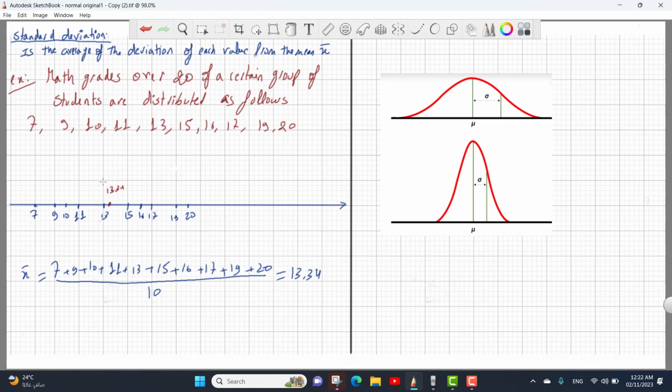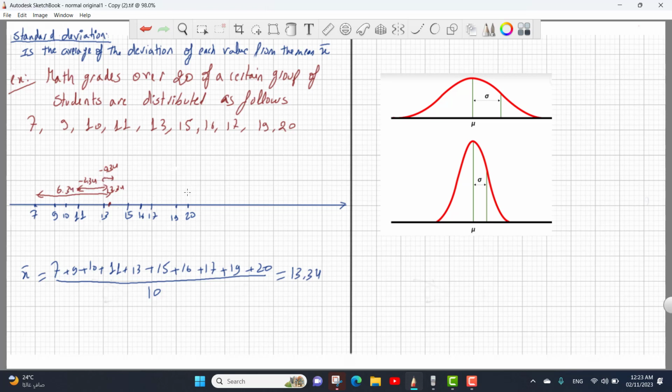So the deviation of 13 from the mean is 13 minus 13.34, which is minus 0.34. This is the deviation of the value 13. The deviation of the value 11 from the mean, 11 minus 13.34, is minus 2.34. For example, the deviation of 7 from the mean, 7 minus 13.34, is minus 6.34. These are the deviations of each number.